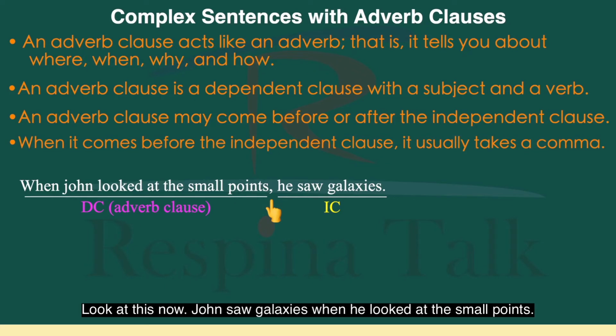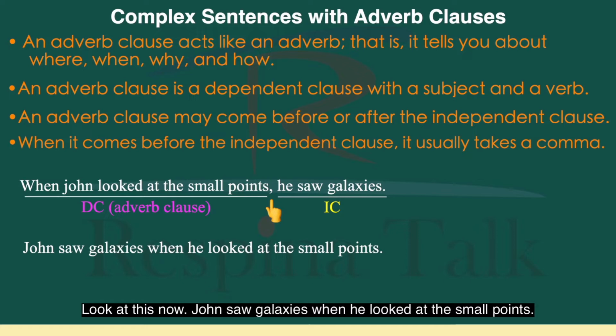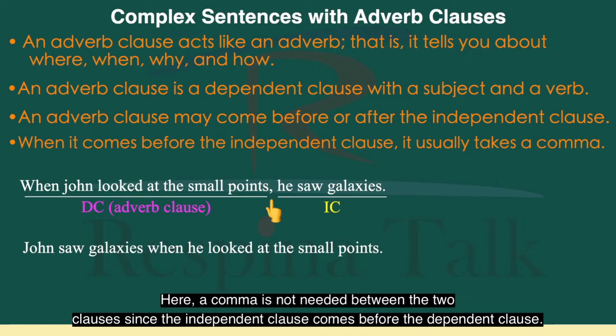Look at this now. John saw galaxies when he looked at the small points. Here, a comma is not needed between the two clauses since the independent clause comes before the dependent clause.